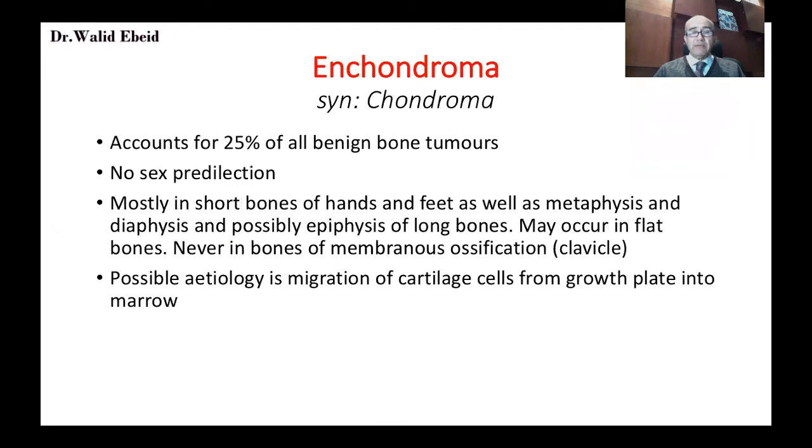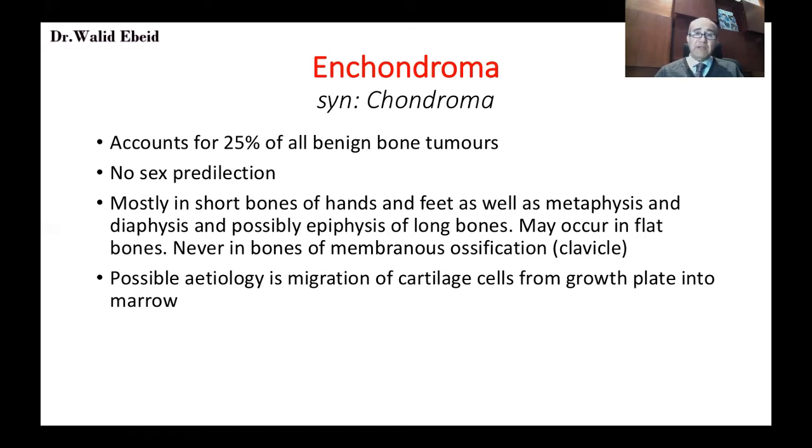So an enchondroma, also called a chondroma, accounts for about 25% of all benign bone tumors. Probably the percentage is higher because a lot of enchondromas may pass unnoticed and are only discovered accidentally. There is no sex predilection. They mostly occur in the short bones of the hand and feet, but they could also occur in long bones. They could occur in the metaphyses, the diaphyses, and possibly also the epiphyses of long bones, mostly in the femur and humerus, but could occur in any long bone. However, they never occur in bones of membranous ossification like the clavicle.